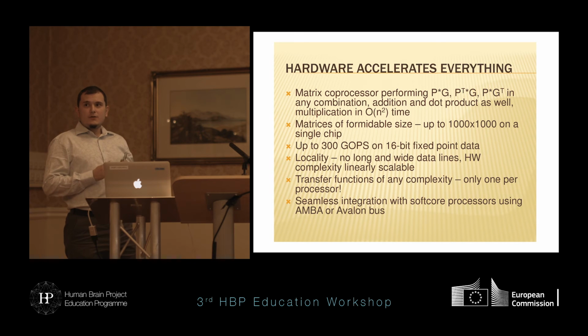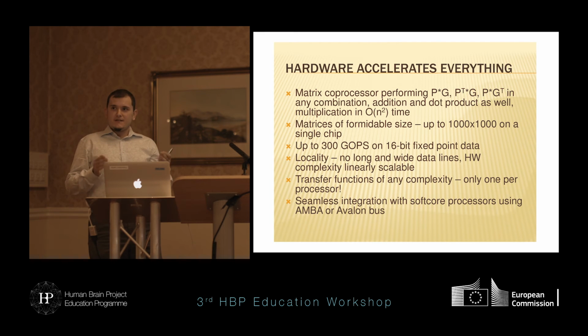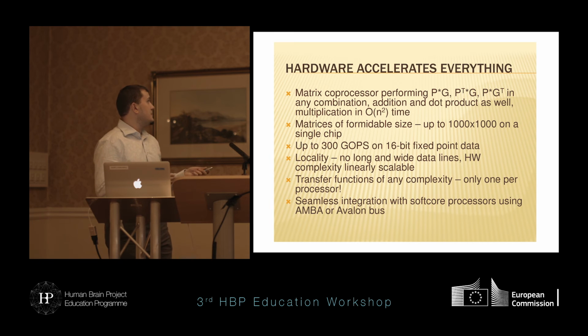Of course, the architecture is too complicated to describe in 5 minutes, so I will just emphasize what it can do. In the center of that neural processor lies the matrix processor that can perform virtually any combination of matrix by matrix, matrix by vector, matrix by transpose vector multiplication, addition, dot product in O(n) squared time, with matrices up to 1000 on a single chip. Just for information, an MNIST solver, if we take an autoencoder or restricted Boltzmann machine, will take 784 neurons by 300 or 500 at most. So to recognize the text, we will not even use a single chip.